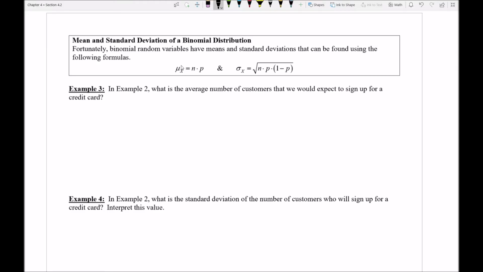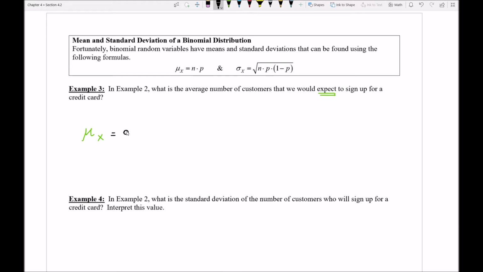So, if I go back here, you can see that since these formulas are so simple, we can compute this almost without the use of a calculator entirely. In example 2, our question here is going to be, what was the average number of customers that we would have expected to sign up for a credit card? Now remember that when we see that word expect, we automatically are thinking that I'm looking for an average. And according to the formula up above, I would just have to take n times p.